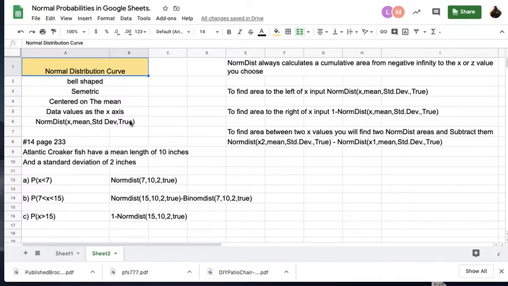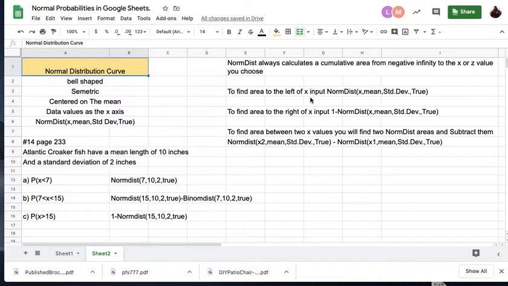And again, the word true, because that's what tells the calculator, or the Google Sheet in our case, to do a cumulative area. So this week we're actually going to input our x value, a mean and standard deviation that are given to us, and the word true. Remember, normal distribution always calculates cumulative area on the left-hand side of your normal distribution curve. That is from negative infinity up to the x or z value that you choose.